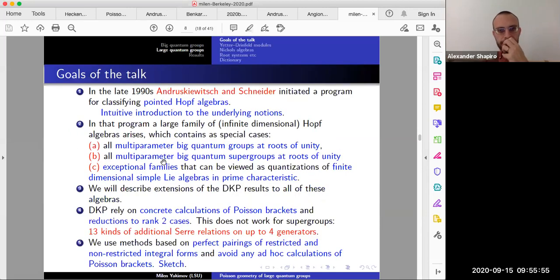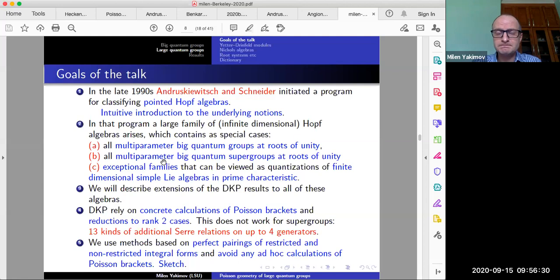So here are the goals of the talk. In the late 1990s, Andruskiewitsch and Schneider initiated what in my view is a very powerful program for classifying pointed Hopf algebras. Just to say very briefly, I don't want to define pointed Hopf algebras in technical terms, but every Hopf algebra that's generated by group-like elements and skew primitive elements is automatically a pointed Hopf algebra. And in a way, this class contains all important Hopf algebras that have been defined to date.